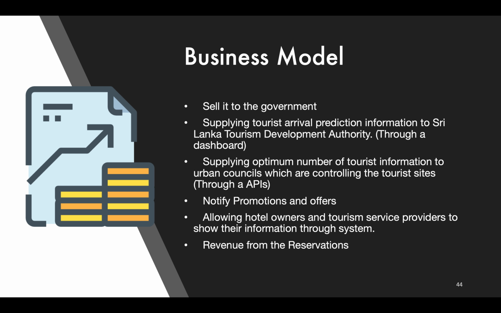So the business model of our product is mainly from the user application. Using that, the user will be able to do reservations, so hotel reservations they can do. Then they can even book restaurants. From those reservations, we can get some kind of profit from the hotels. And then we can also provide cab services, and from them also we can get a commission.